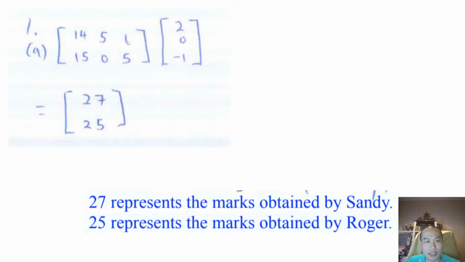So Sandy, first row, Roger, second row. So when we multiply them together, we know that the first row here, 27 here, is actually Sandy, right? The 25 here is for Roger. So just keep that in mind. Then how about the columns here? The columns here, okay, the first column here is for correct answers, right? Second column here for non-attempt, the third column for incorrect.